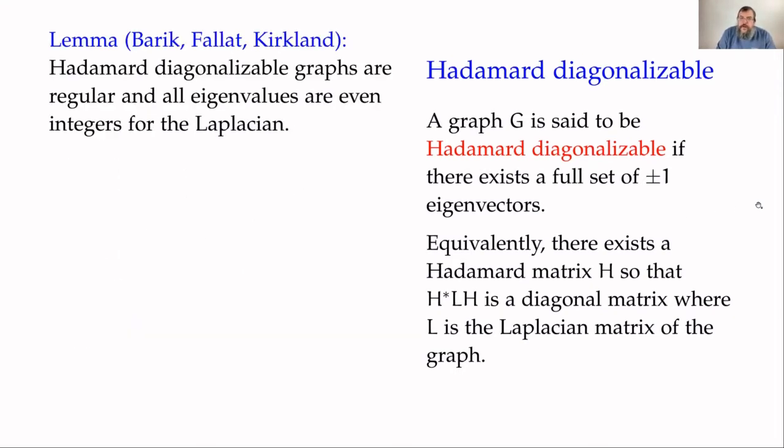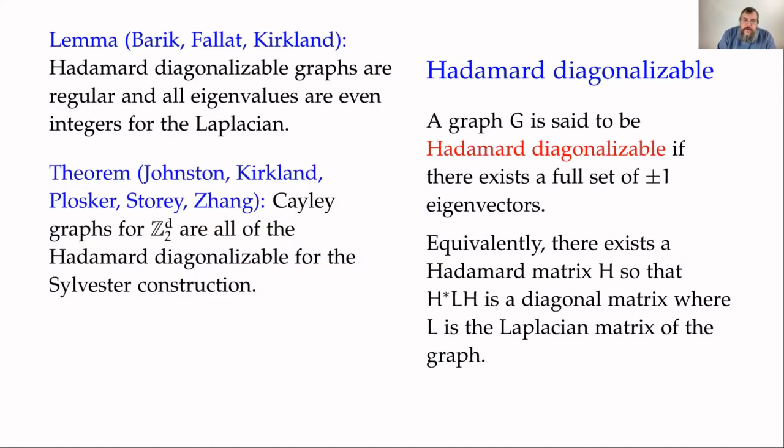Now, what can we say? There's a few things that are known. Barik, Follett, and Kirkland were able to show Hadamard diagonalizable graphs are regular. And moreover, all the eigenvalues are even, so they're even integers. So they're very nice from a spectral standpoint, but of course we can say a little bit more.